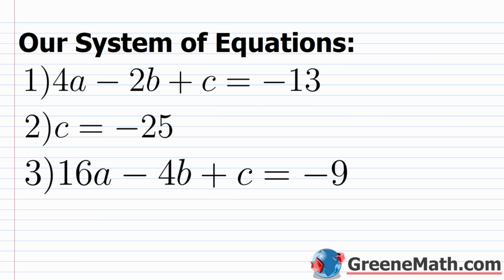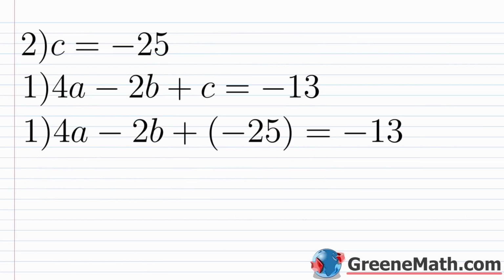All right, so we have our 3 equations of the system. Equation number 1 is 4a minus 2b plus c equals negative 13. Equation number 2 is just c equals negative 25. And then equation number 3 is 16a minus 4b plus c is equal to negative 9. So the strategy here is different from the previous problems because we have this equation 2 where c is equal to negative 25. Since I know the value for c, I can just plug in for it.